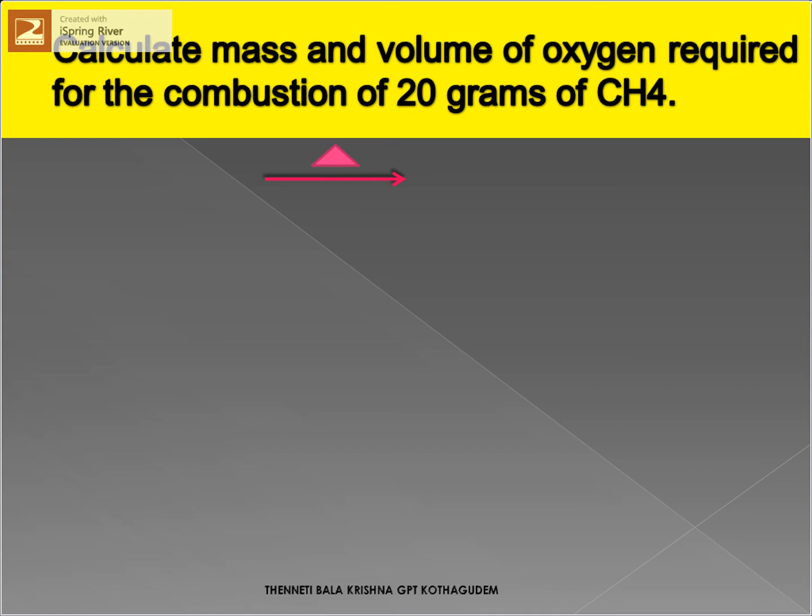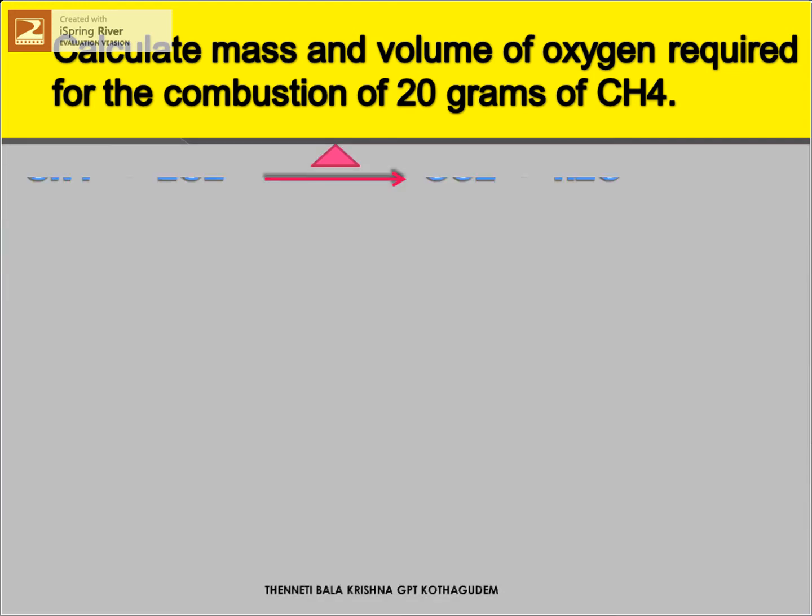Now the problem: calculate the mass and volume of oxygen required for the combustion of 20 grams of methane. To solve the problem, first write the chemical equation. What is the chemical equation? CH4 plus 2O2 gives CO2 plus H2O.